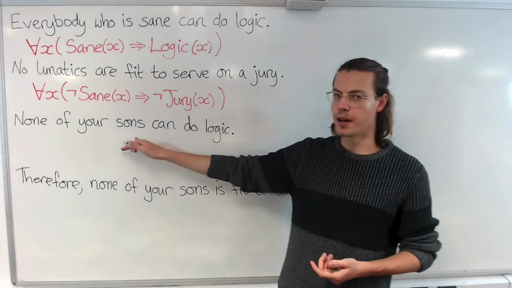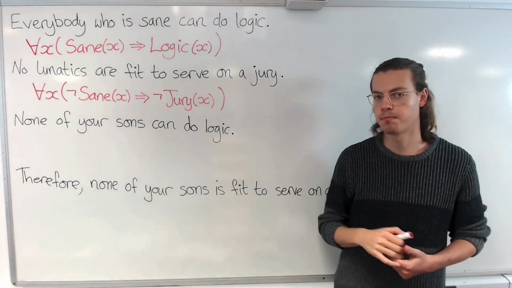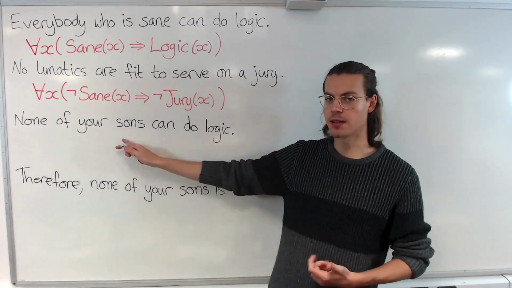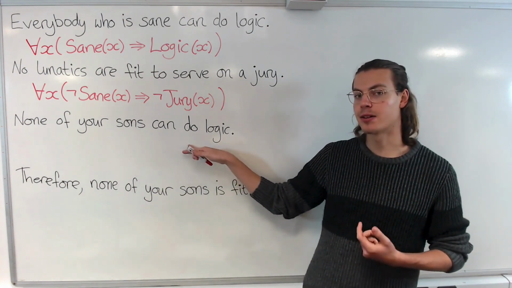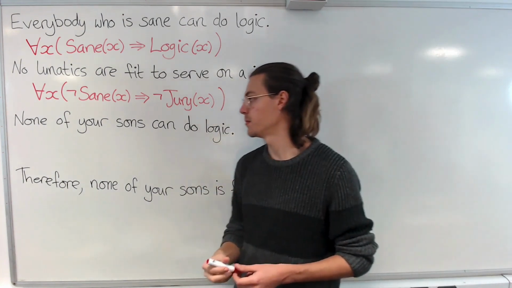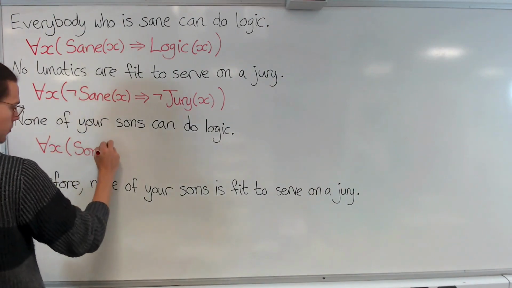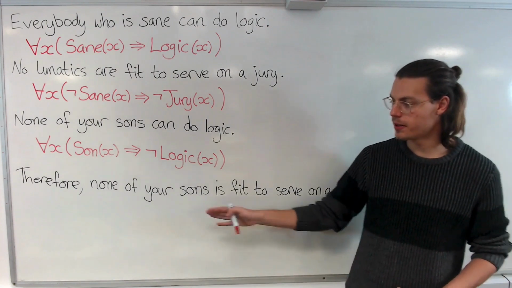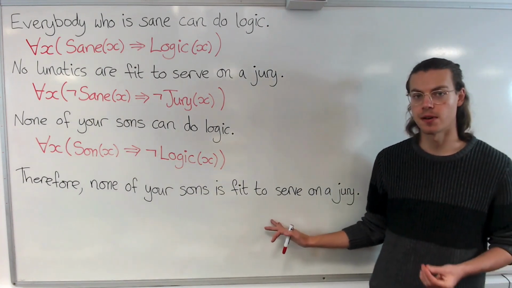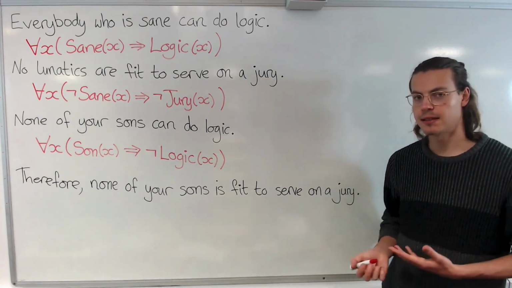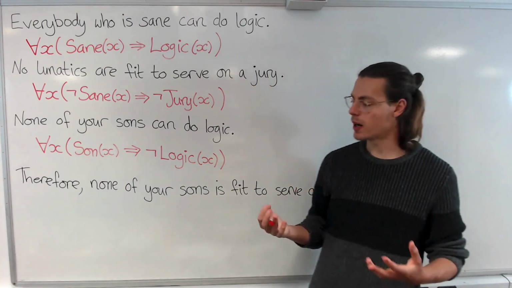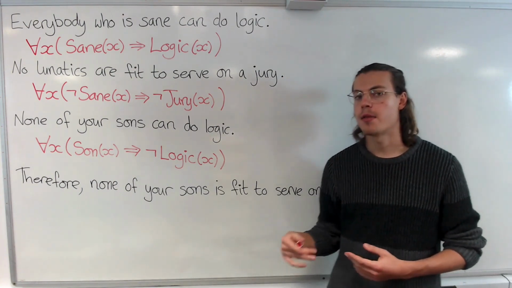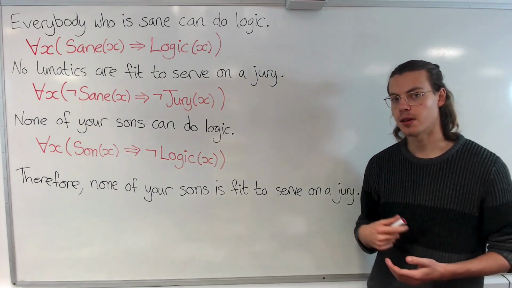Thirdly, none of your sons can do logic. Or for any person X, if X is your son, then X cannot do logic. And the conclusion is that none of your sons is fit to serve on a jury. So if we translate that into predicate logic, it'll say for any person X, if X is your son, then X is not fit to serve on a jury.